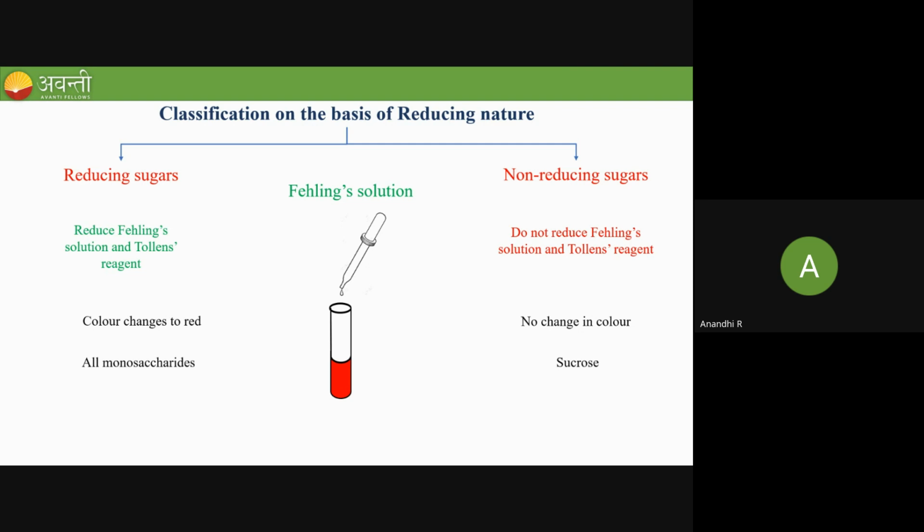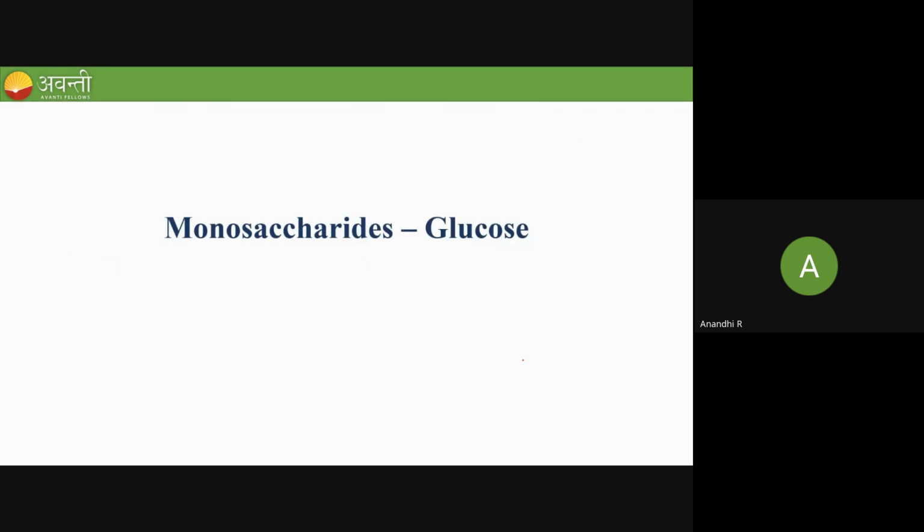Clear? Thank you. So let's go with the monosaccharide, that is glucose. Glucose, fructose, and ribose were the examples of monosaccharides, and we are going to discuss in detail glucose and fructose. So, moving on to glucose.